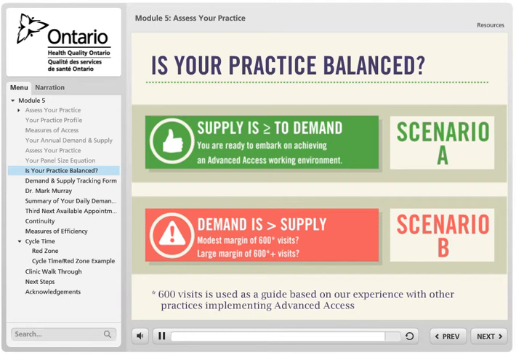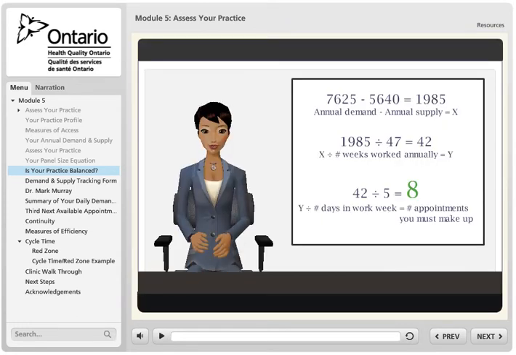The PDSA cycle helps you test different ways of doing things in your practice that are effective in balancing supply and demand. Remember Dr. Reynolds? She's in the office 5 days a week and calculated she would need to make up approximately 8 appointments per day to achieve balance. This is a lot of appointments each day, and the likelihood of Dr. Reynolds reaching a 0 third next appointment target is less realistic.